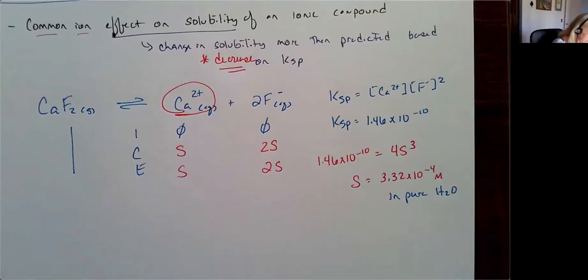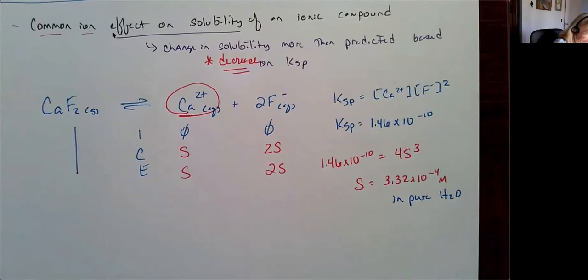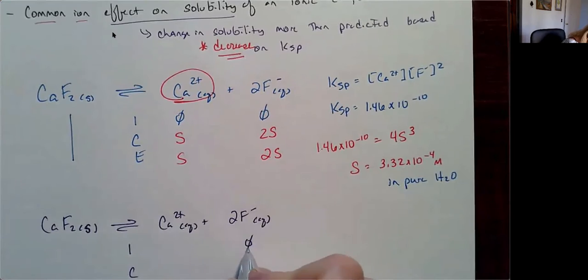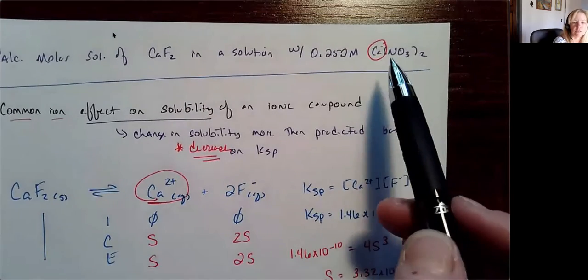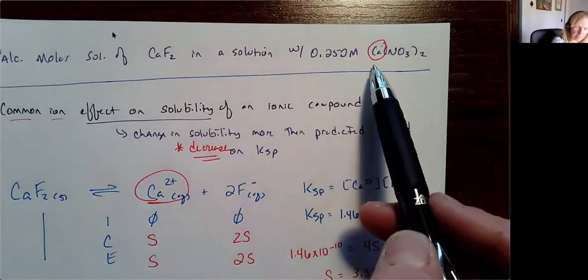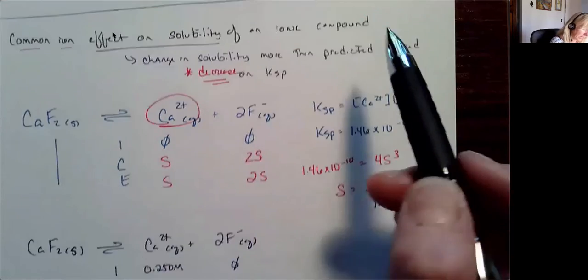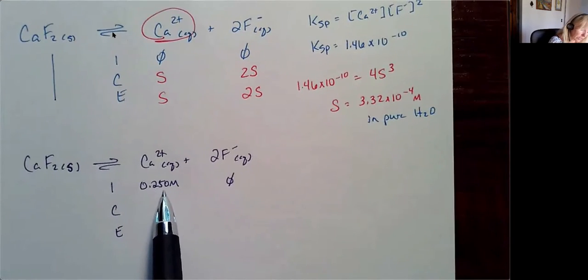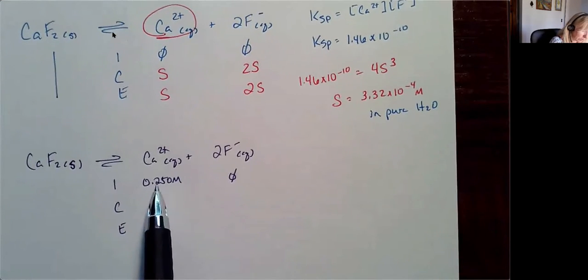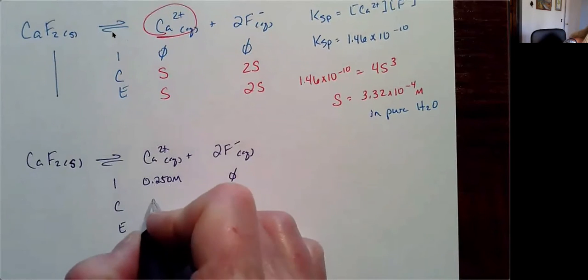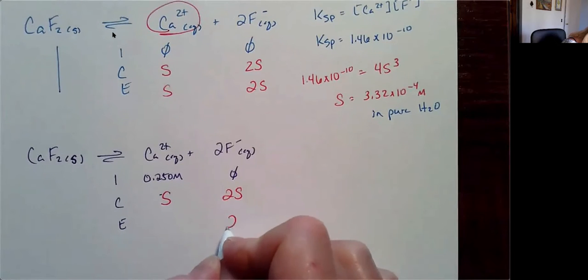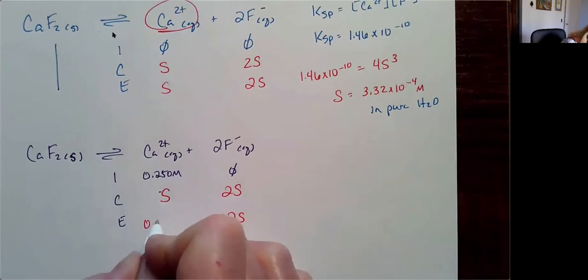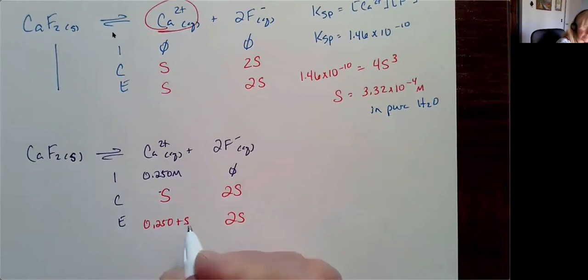Let's do this calculation. I said I'm not going to do too many calculations with you today, but a few of them. This is 0, but this is 0.250 molar because that's how much calcium nitrate I have in solution. This is a highly soluble compound. So I'm looking at calcium, so my initial starting concentration is not 0, it's going to be 0.250 molar. I'm going to add S to that. This is S, this is 2S, and this is 0.250 plus S.